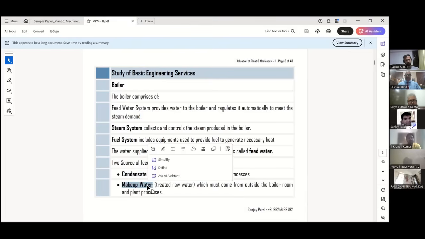Makeup water systems: the fresh water is made suitable for the boiler. For example, passing through a water treatment plant, RO treatment plant and DM plant, the water is made suitable for the boiler.